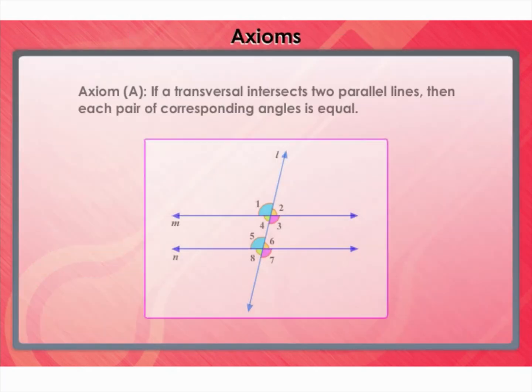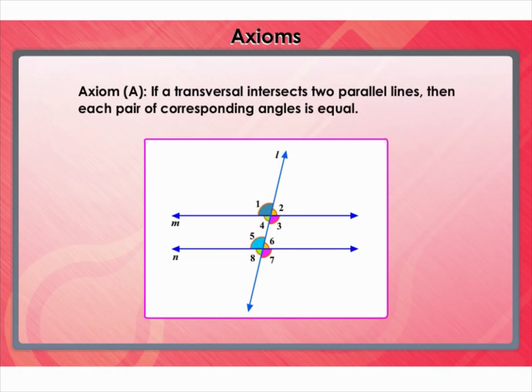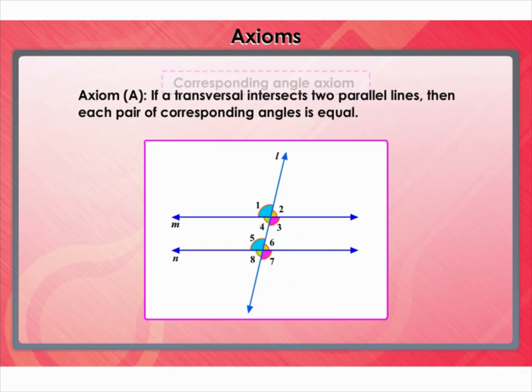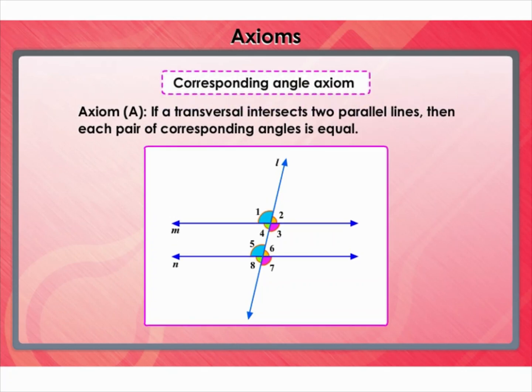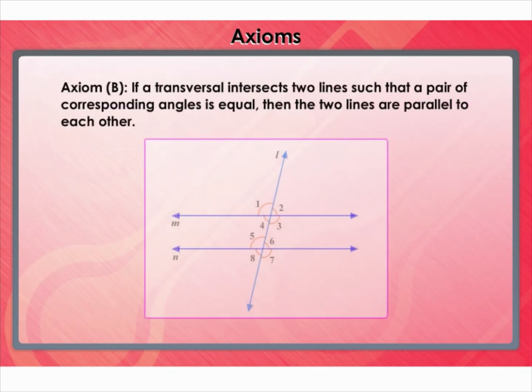Axioms. Axiom A: If a transversal intersects two parallel lines, then each pair of corresponding angles is equal. This axiom is known as the corresponding angle axiom. Axiom B, which is the converse of axiom A, states if a transversal intersects two lines such that a pair of corresponding angles are equal, then the two lines are parallel to each other.